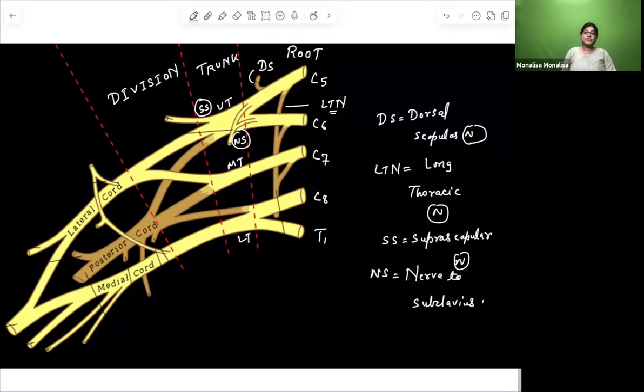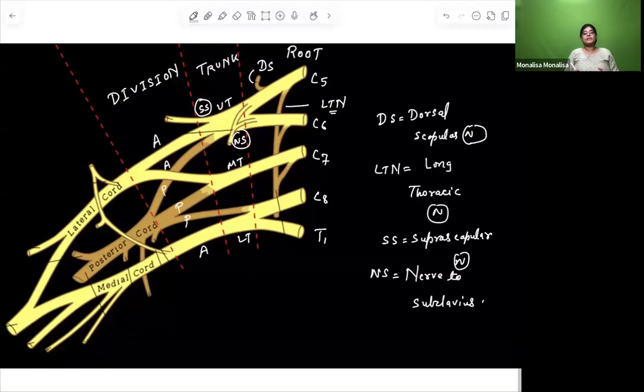Now, this part of the brachial plexus is the division of brachial plexus. Each trunk of brachial plexus will divide into how many divisions? Anterior and posterior division. This is A for anterior, this is also A for anterior, this is A for anterior. And these are P, P, P.